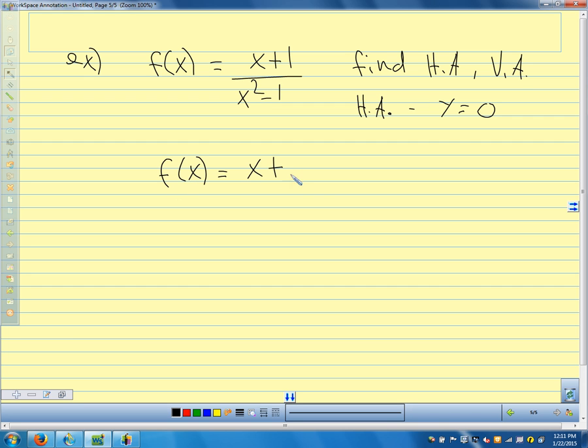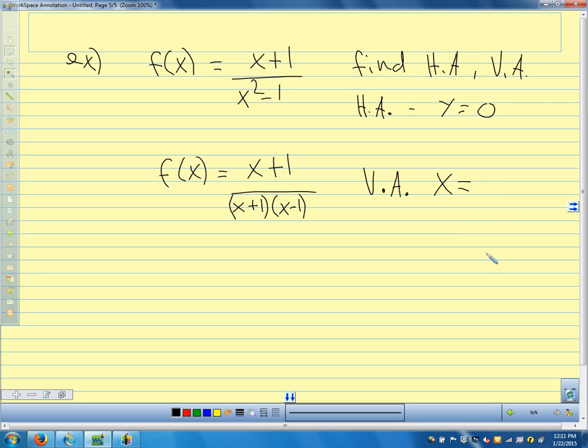So I get x plus 1. How do I factor x squared minus 1? X plus 1, x minus 1. So our vertical asymptote is when the denominator equals 0.